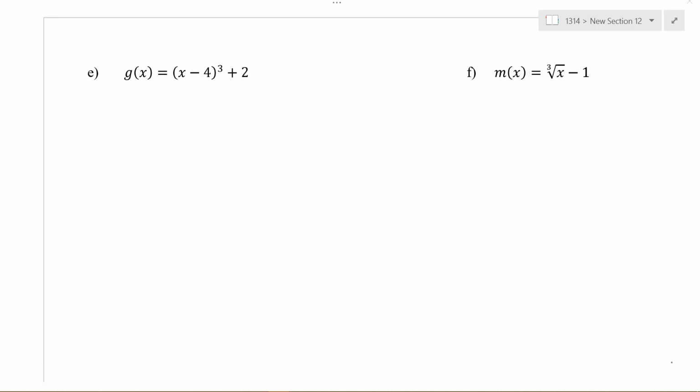For part E, we have g of x is equal to (x minus 4) in parentheses, cubed, plus 2. So when we read it out loud, we said the word cubed. So we're looking at the cube function, that's our basic shape.